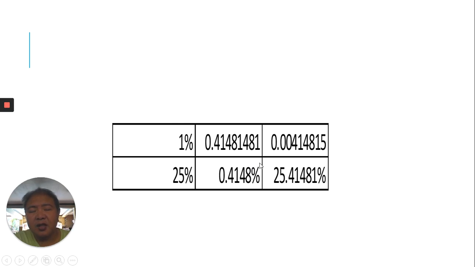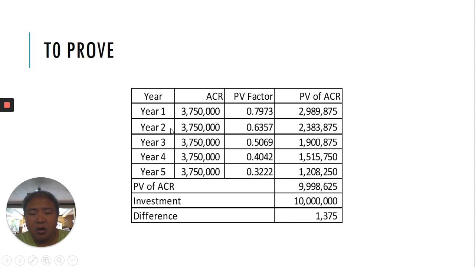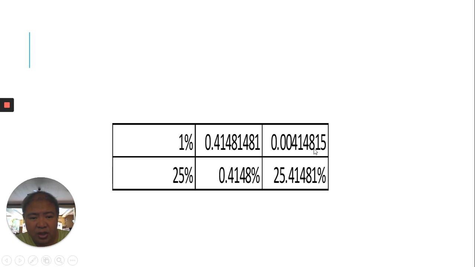If the hurdle rate is 6% and the project earns 25%, then this project is really a go for the company, because the earning is higher than the cost of capital. To prove that this is really the internal rate of return, we will discount all cash flows by the present value factor using the rate that we got here, which is 25.41%. If you want to calculate the present value factor of an annuity, I suggest that you go back to the previous video I posted.